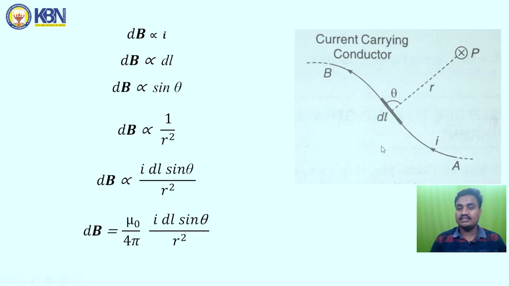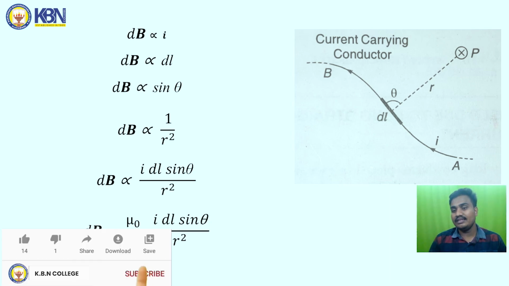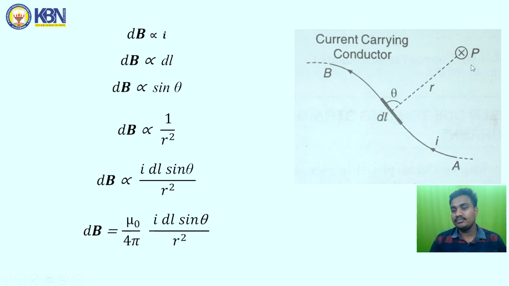You can see here the diagram that is related to Biot-Savart's law. Here AB is the length of a conductor, then dl is the element, and P is the point where the magnetic field B is to be calculated. The distance between the point P and the current element dl is given by r, and theta is the angle between them. Now the current I is passing through this conductor.